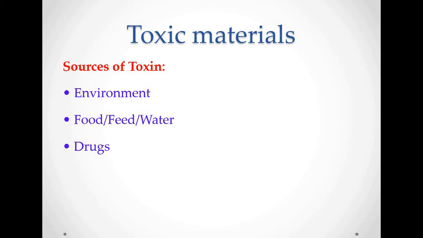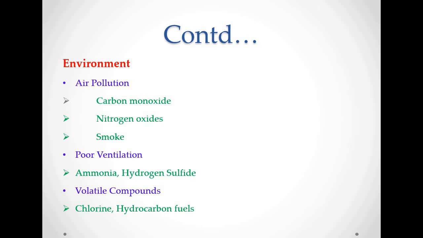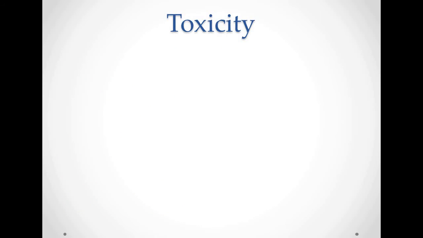So next we'll see about toxic materials. The sources of toxins are environment, food, feed or water, and drugs. If you say environment, yes: air pollution, poor ventilation and volatile components.